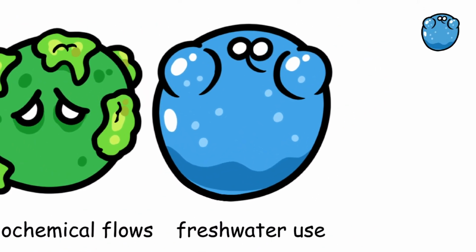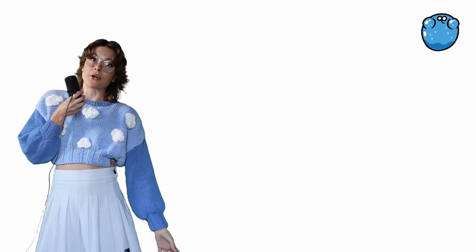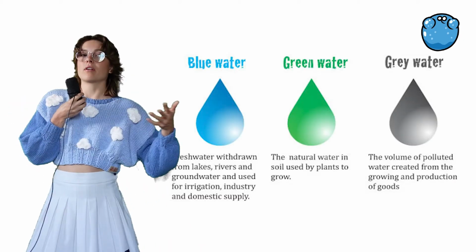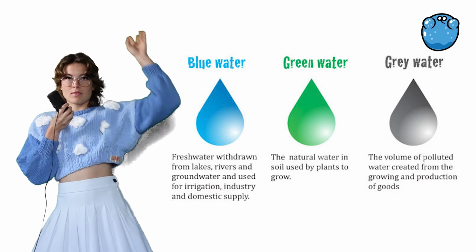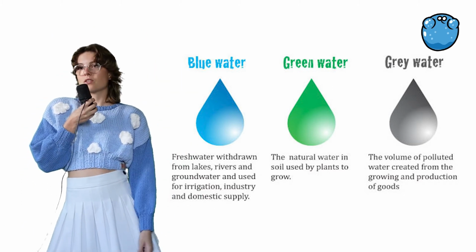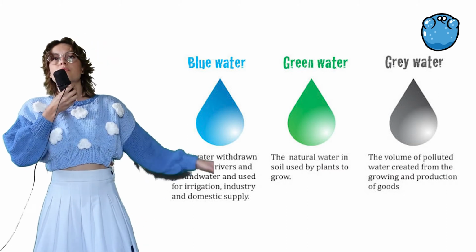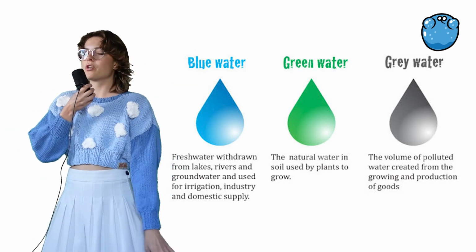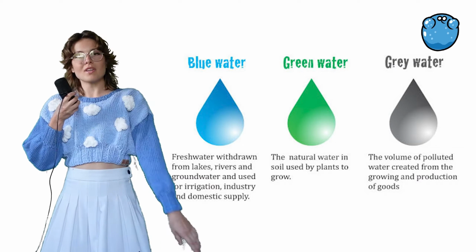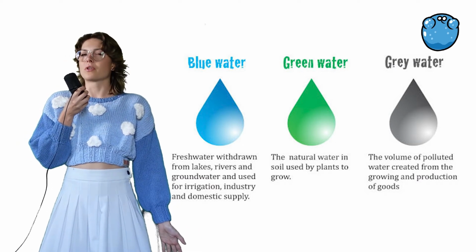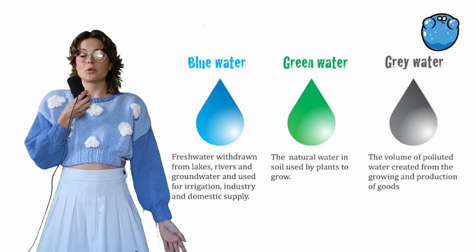Freshwater use. Overuse and depletion of fresh water. There are different types of water. There's gray water, there's blue water, there's green water. So yeah, we use fresh water for human consumption and agricultural demand, mostly. If you use more fresh water than naturally available in your area, you run out.